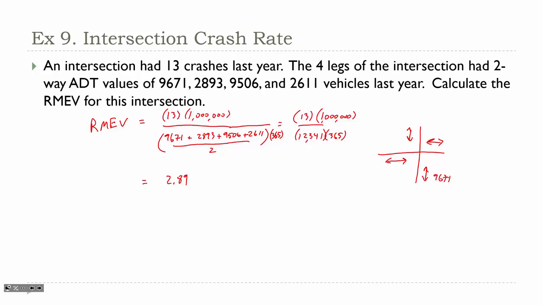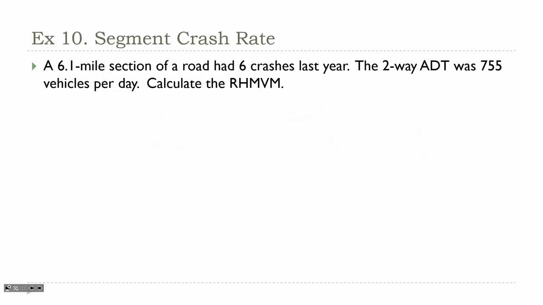It'd be like treating this intersection out here, telling everybody they can go through driverless and just take their hands off the wheel and feet off the brakes. A 6.1 mile section of roadway had 6 crashes last year, so now we're using crashes per hundred million vehicle miles for a segment. So we have 6 crashes times 100 million over the VMT, which is going to be, now we do want the total traffic going in each direction. So we want the 755 times 365 to get the yearly, and then times the segment length, which is 6.1 miles.